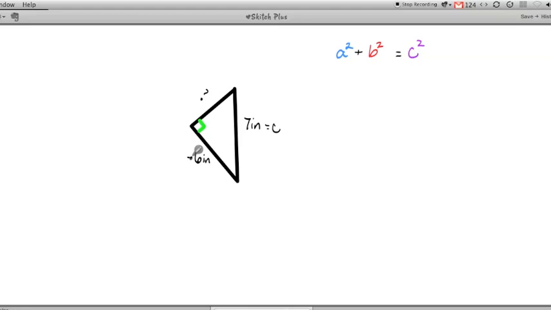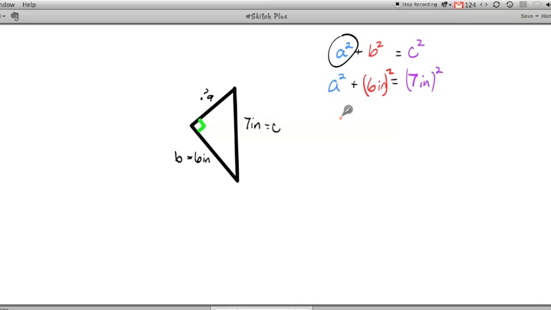Now I can choose which one of these is A and which one of these is B. It doesn't really matter. I'm going to label that one B and that one A. And so now I'm trying to solve for A squared, not C squared. So I'm not just going to add those two squares together. So A squared I don't have. I'm just going to leave the variable there. Plus B squared I know is 6. So I'm going to substitute that value, 6 inches squared. So I'll put 6 inches for that. And then I know my C as well. That's 7 inches, and I'm squaring that. So I have A squared plus 36 inches squared equals 49 inches squared.